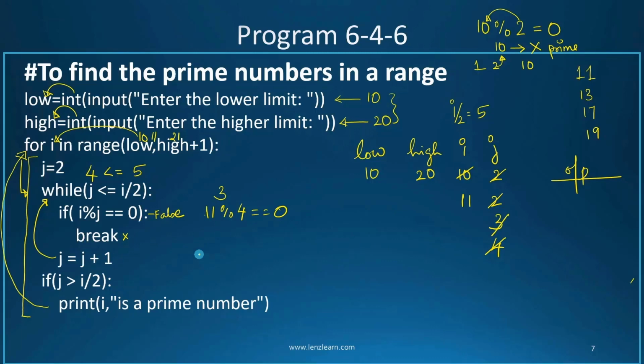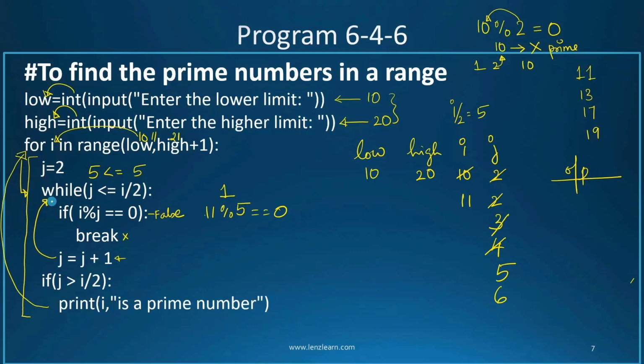Now I will increment the value of j to 5, right? So now I'll come here. I will check 5 is less than or equal to 5. This is true, I will come inside. Now I will check whether 11 modulo 5 is equal to 0. When you divide 11 by 5, remainder 1 will be produced, so again this condition is false. Break will not get executed. Now j will get incremented one more time, so the value of j will become 6.